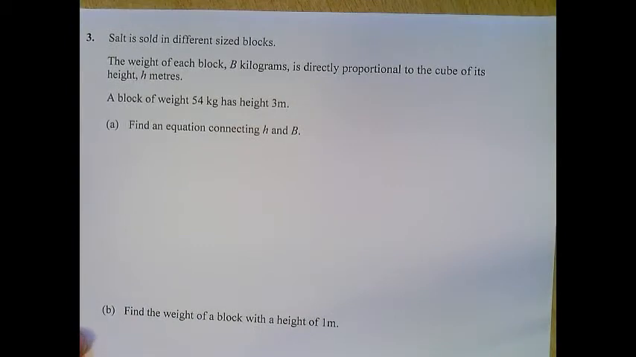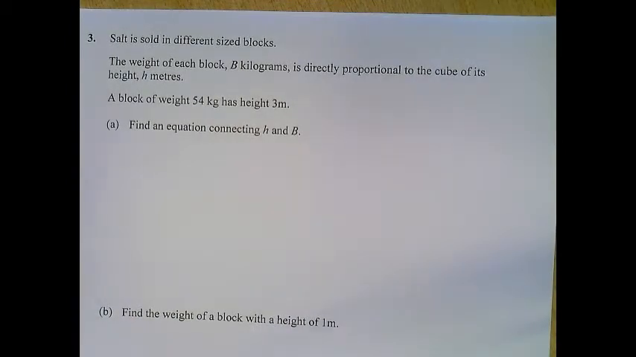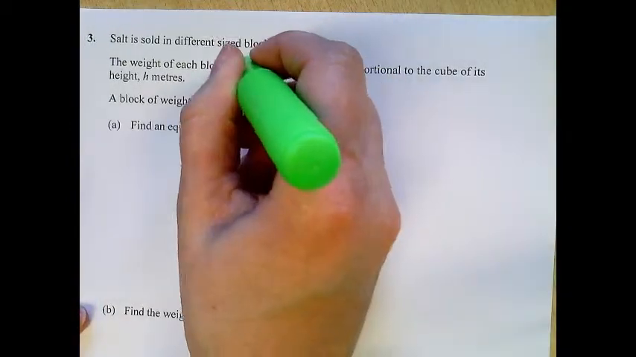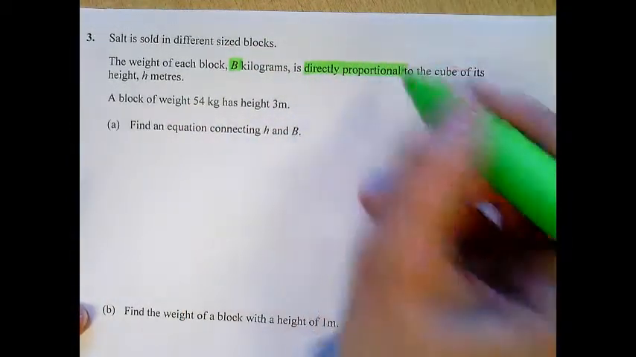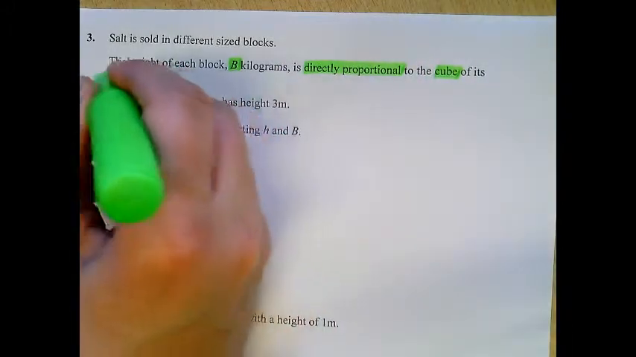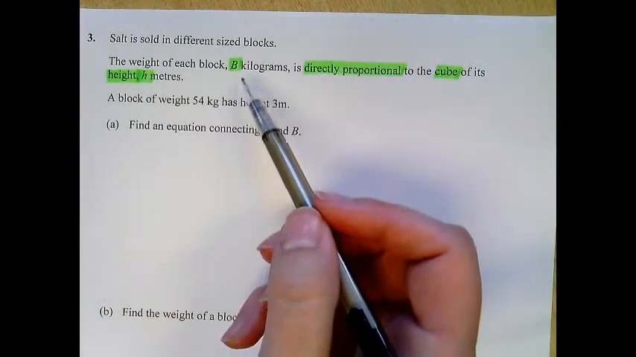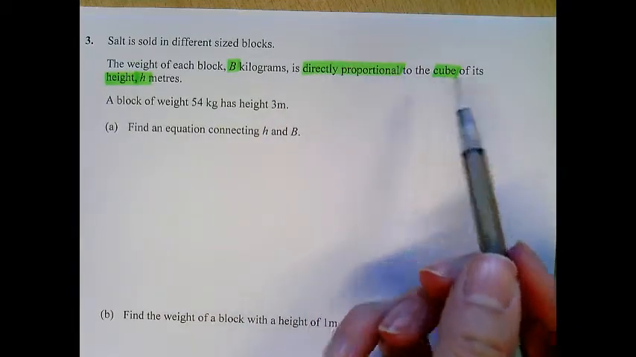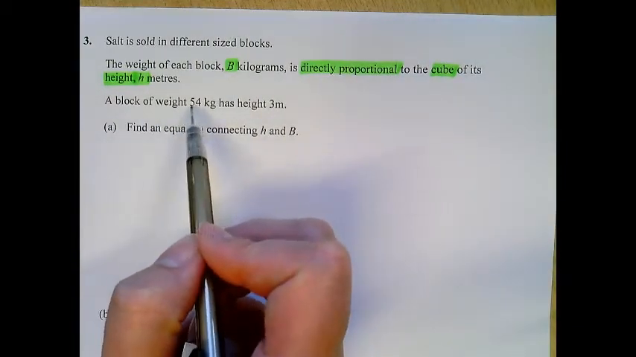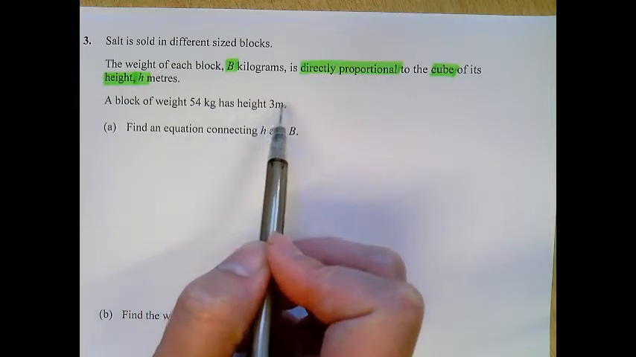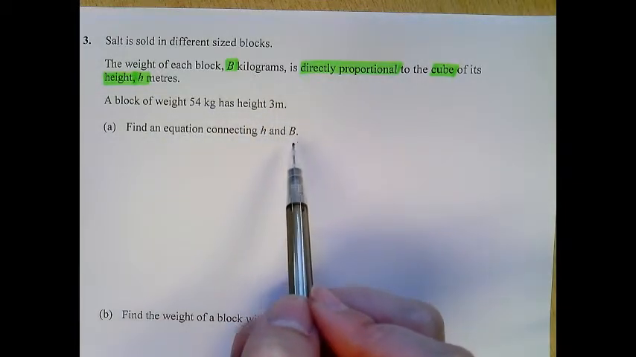This question is to do with salt. So salt is sold in different sized blocks. The weight of each block, B, is directly proportional to the cube of the height, H. So the weight of the block is directly proportional to the cube of its height. A block of weight 54 kilograms has height 3 meters. Find an equation connecting H and B.